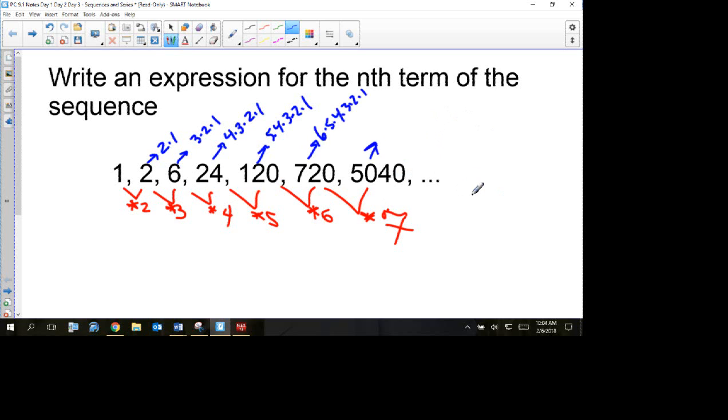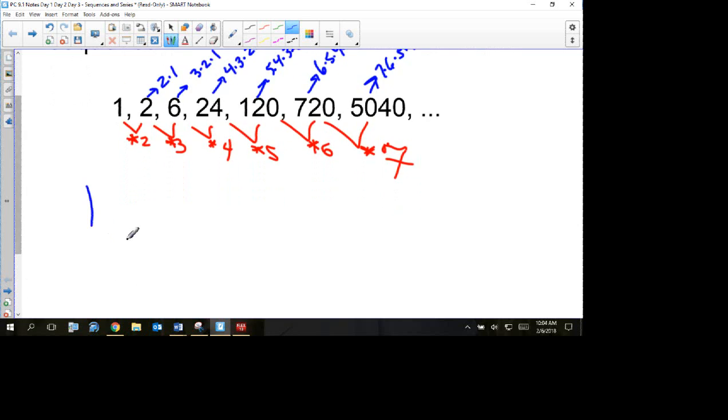So what's 5040? So, has anybody seen numbers that do this? I just don't know how to start. It's written with an exclamation point. It's called a factorial.